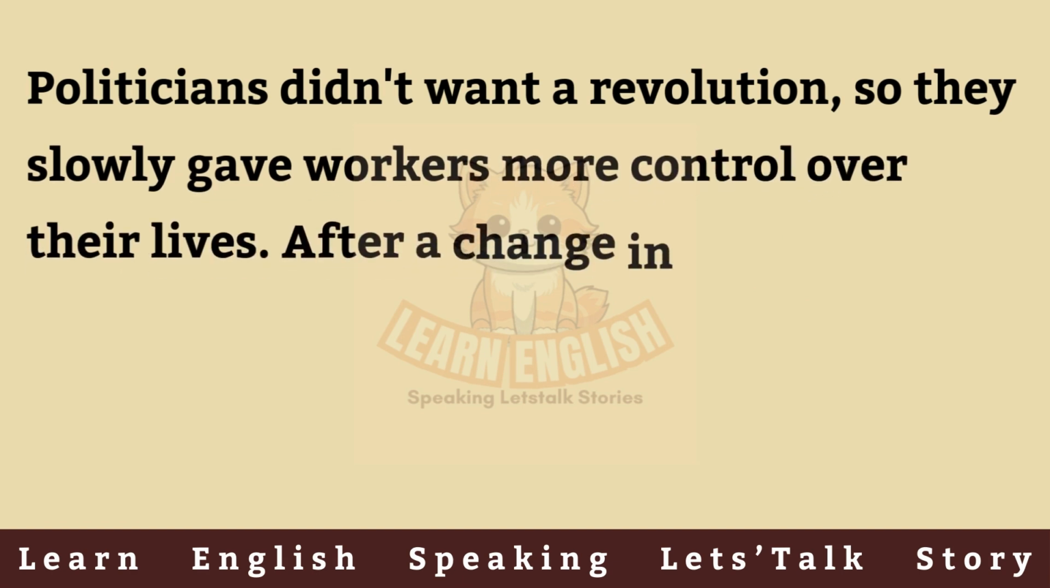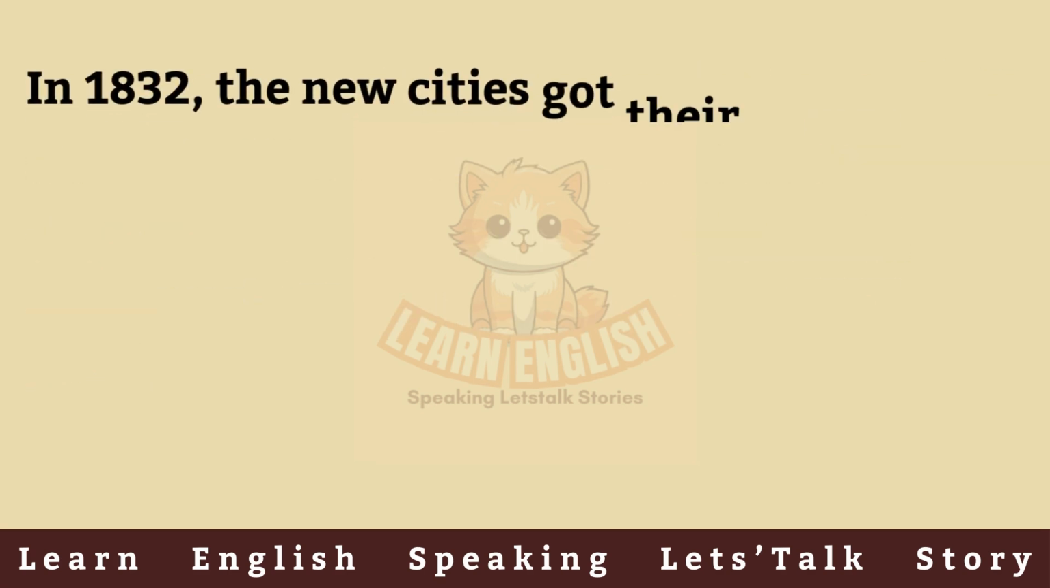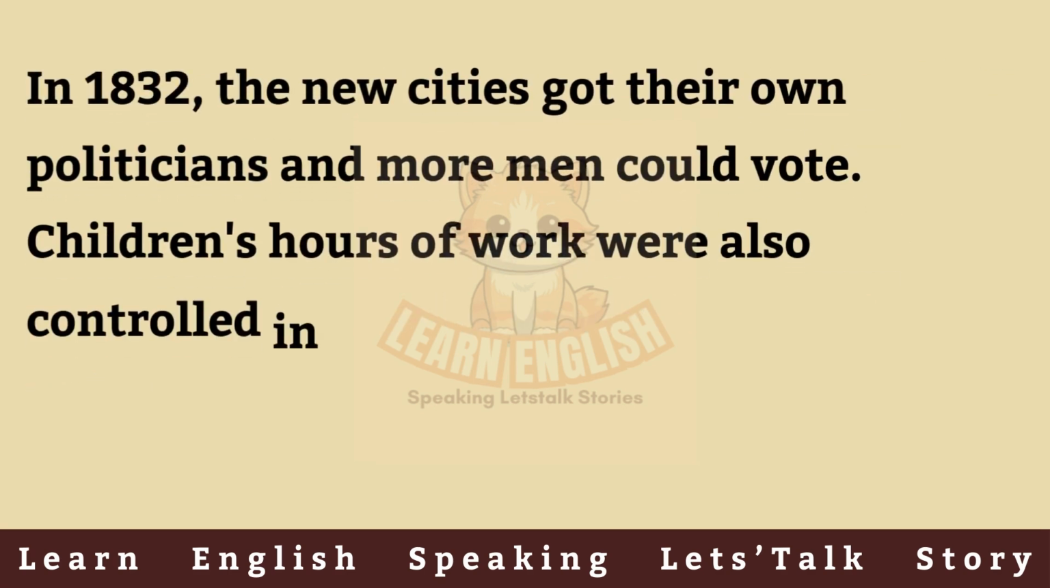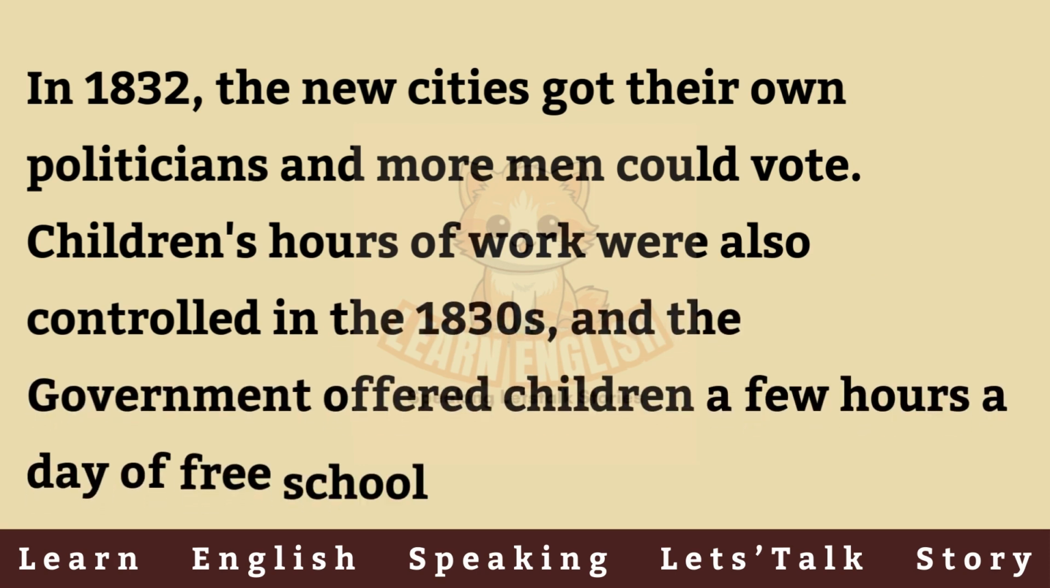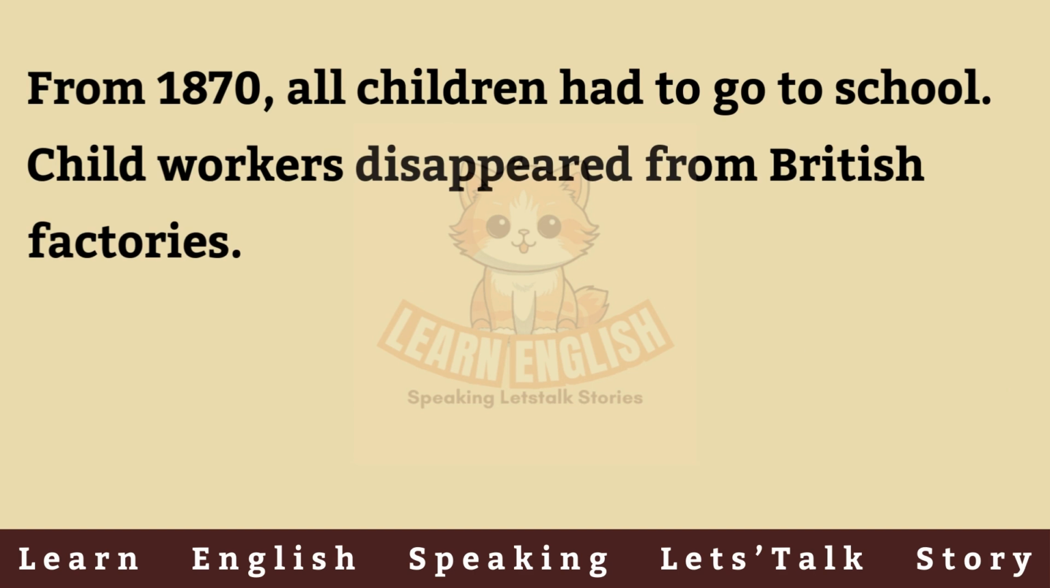Politicians didn't want a revolution, so they slowly gave workers more control over their lives. After a change in the law in 1825, workers could finally form trade unions. In 1832, the new cities got their own politicians and more men could vote. Children's hours of work were also controlled in the 1830s, and the government offered children a few hours a day of free school lessons. From 1870, all children had to go to school. Child workers disappeared from British factories.